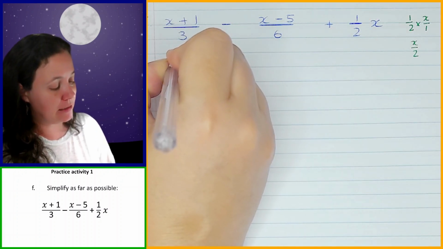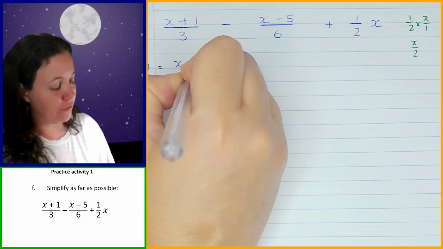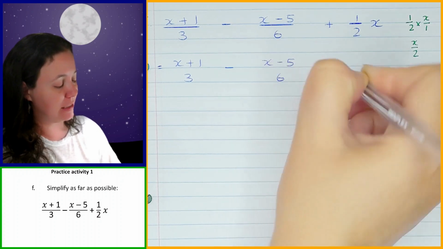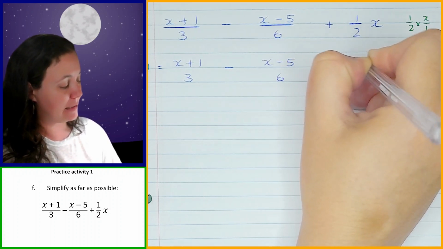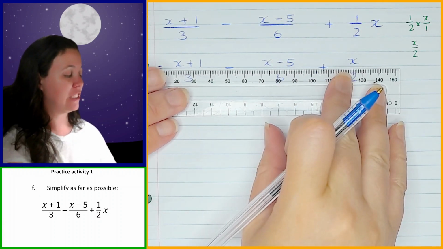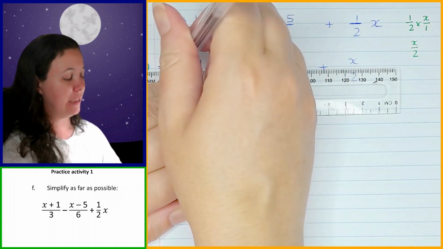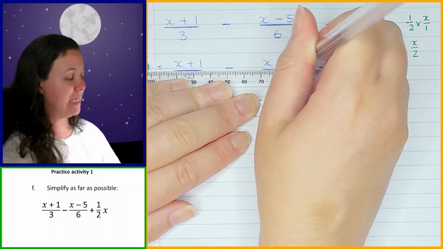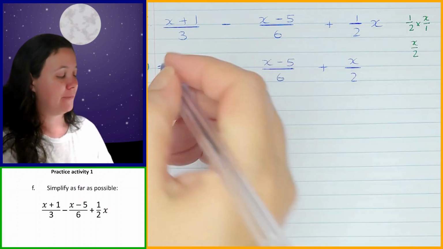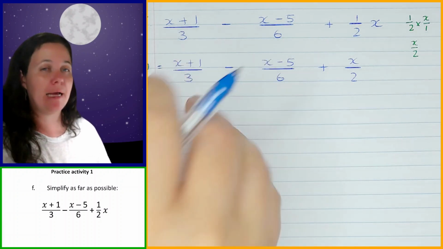So this is x plus 1 over 3 minus x minus 5 over 6 plus x over 2. So that is actually the question that I've been given over here. It's just been presented a little bit differently with having the half written as a coefficient of x, as in a number in front of x. Okay, so now we're going to go and carry on as normal.